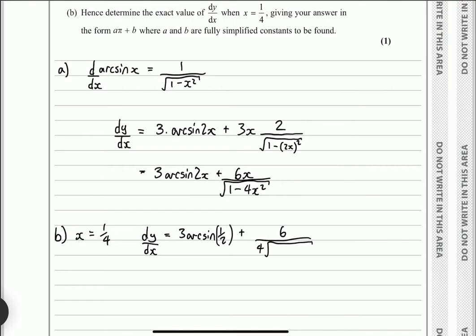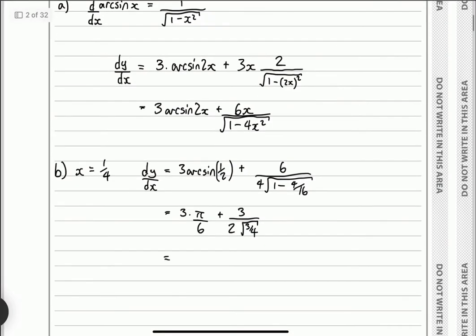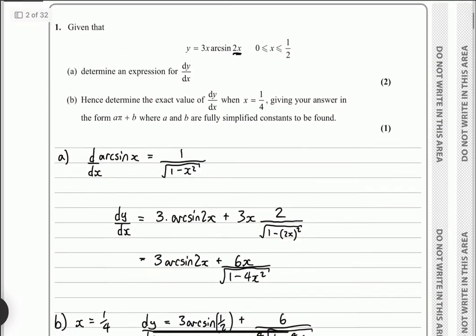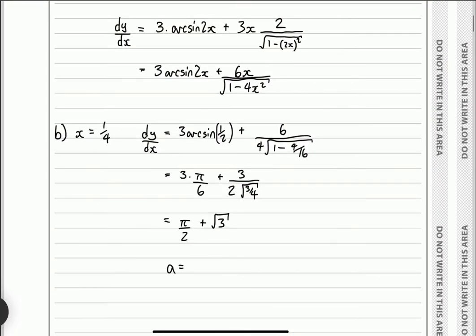4 times the square root of 1 minus 4 lots of quarter squared, which is a 16th. So 4 over 16, let me write for now. Arcsine of 1/2 is equal to pi by 6. And then here we've got 3 over 2 times the square root of 1 minus 1/4 is 3/4. That simplifies to pi by 2 plus square root of 3. So we compare that with what we've been given, a pi plus b. A is equal to 1/2 and b is equal to square root of 3.